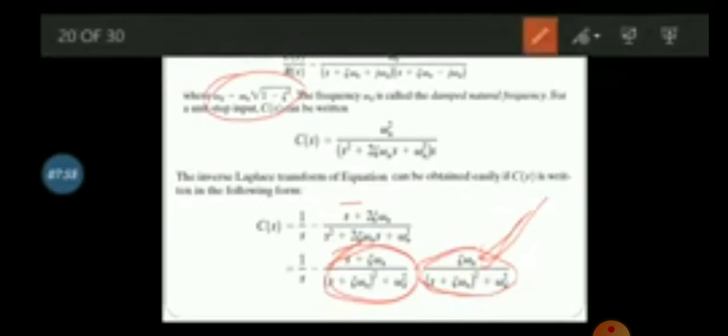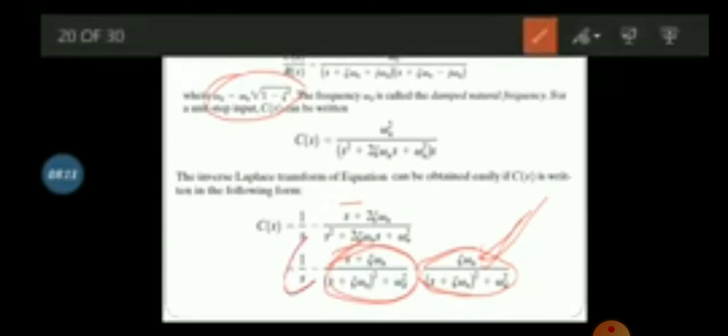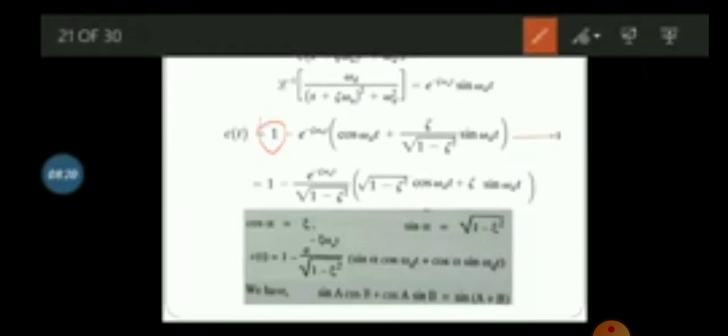Now substitute the inverse Laplace transform of these values. So that is e raised to minus zeta omega n t cos omega d t. Then substitute the value omega d divided by ((s plus zeta omega n) square plus omega d square), whose value is e raised to minus zeta omega n t sin omega d t. Then the inverse Laplace transform of 1 divided by s is unity, so this is substituted here. This is the 1 by s term.